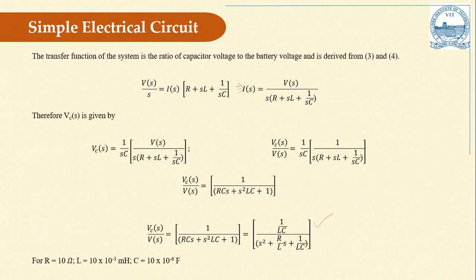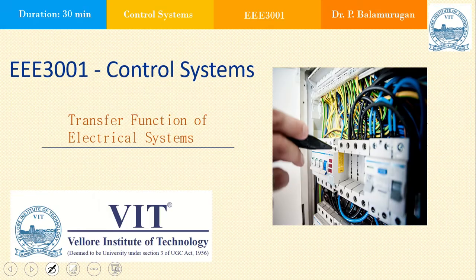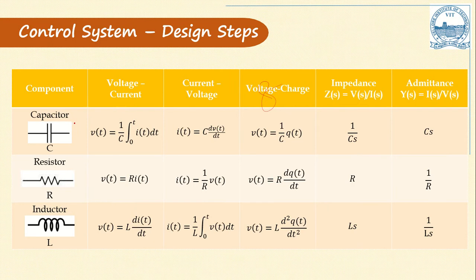The same circuit can be solved easily in an alternate way, by using the transformed network. I need to transform my actual circuit into an S-domain equivalent network by replacing the elements of the actual circuit with their S-domain equivalents, mapping from this table. If I want to replace a capacitor C, I should use the impedance 1 by Cs. If it is a resistor, I should use R. If it is an inductor, I should replace L by sL.